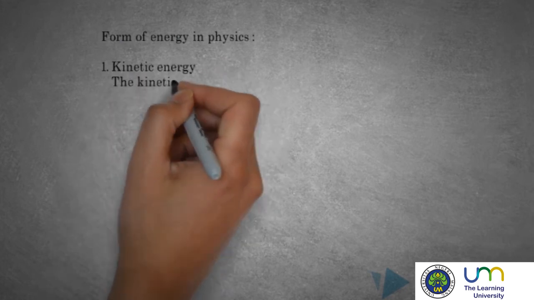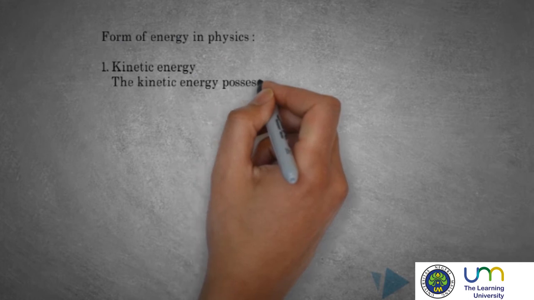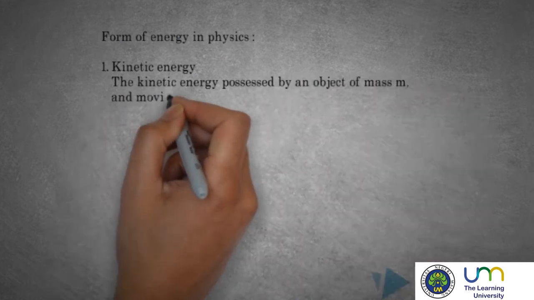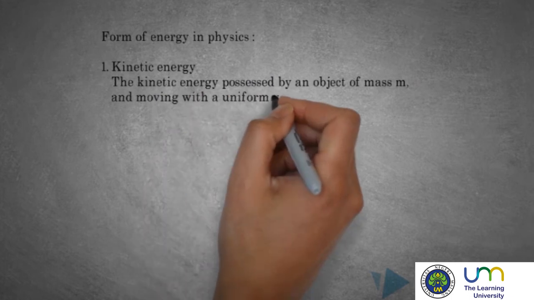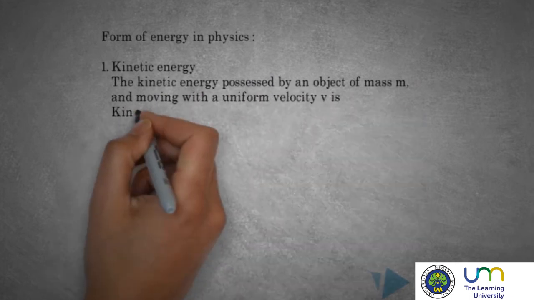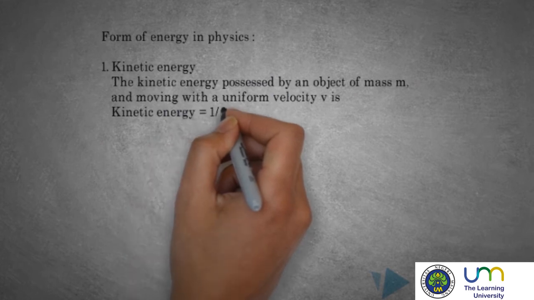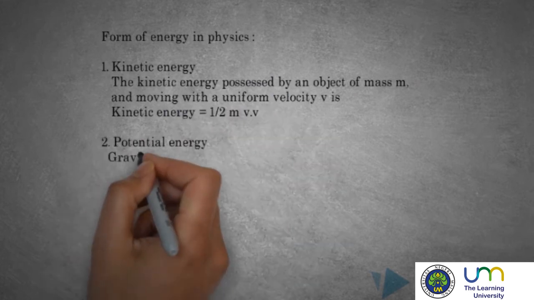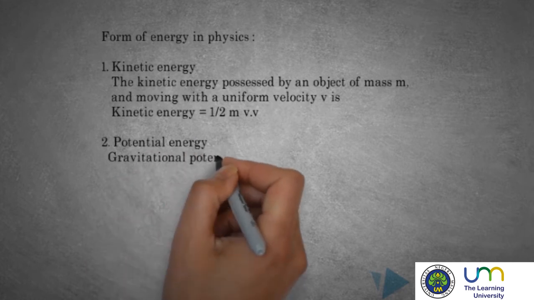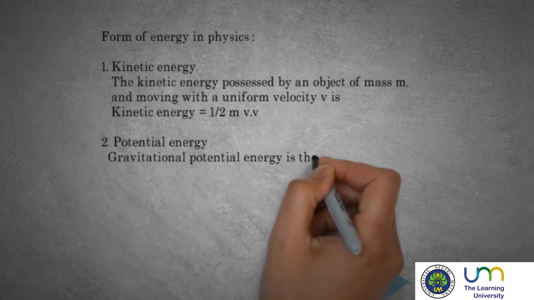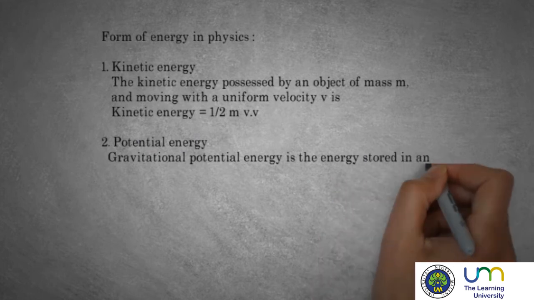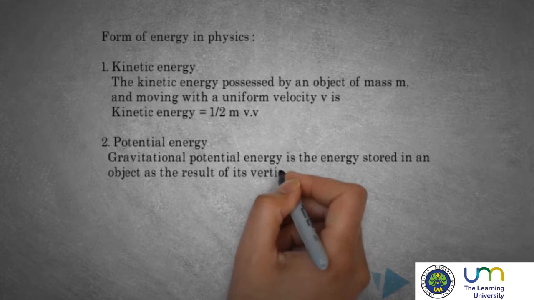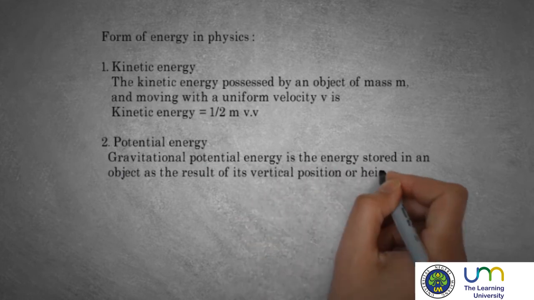Kinetic energy. The kinetic energy is possessed by an object of mass m moving with a uniform velocity v. Kinetic energy is equal to 1/2 mv squared. Potential energy. Gravitational potential energy is the energy stored in an object as the result of its vertical position or height. Gravitational potential energy is equal to mgh.